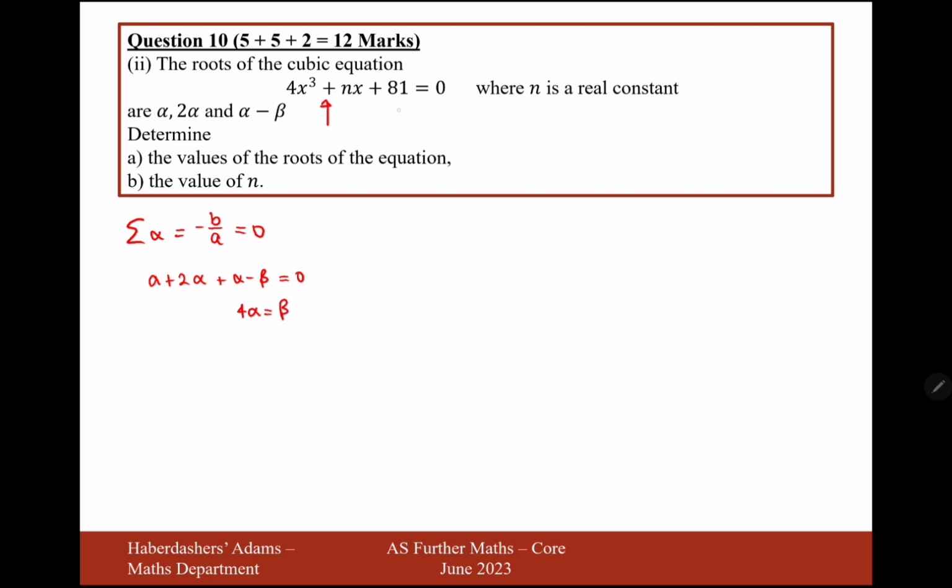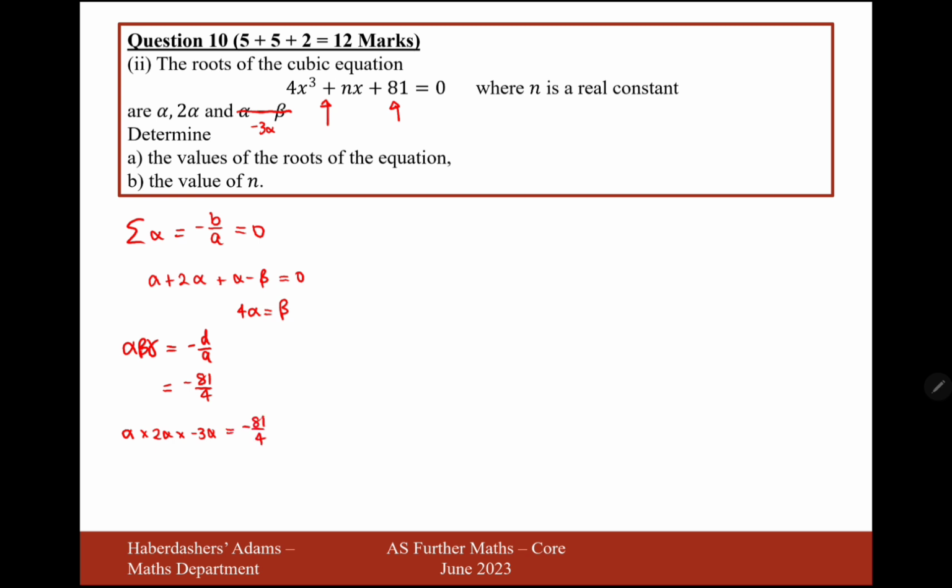Okay, so that hasn't worked out all the roots. So now I'm going to use this 81 fact here. That is, all of the roots multiplied together give minus d over a, which is minus 81 over 4. Now, given that we know that beta is actually 4 alpha, I'm going to rewrite this root here as minus 3 alpha. So it's alpha, 2 alpha, and minus 3 alpha. Now, when I multiply these together, alpha times 2 alpha times minus 3 alpha is minus 81 over 4.